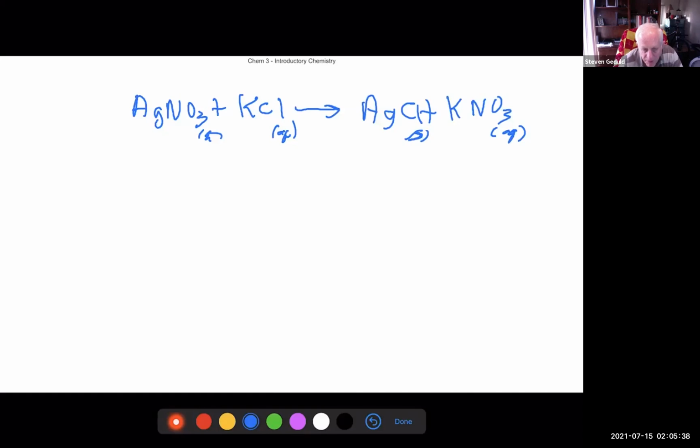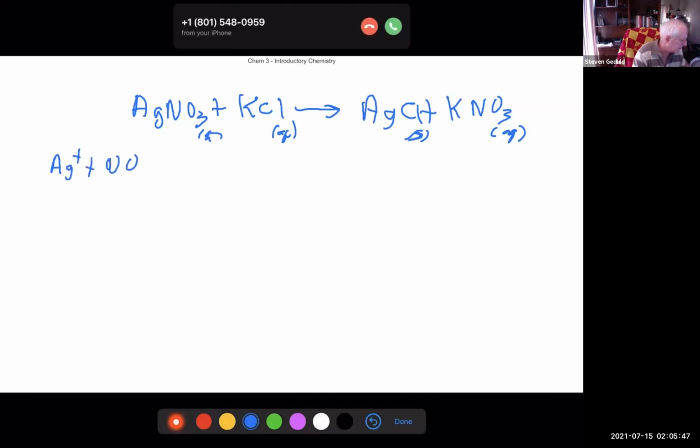Now it's breaking into ions. Just as we did before, everything that is aqueous breaks into ions. So AgNO3 goes to Ag+ plus NO3 minus. And potassium chloride goes to potassium and Cl minus. AgCl solid does not dissolve because it's a solid. And how do we know it's a solid?